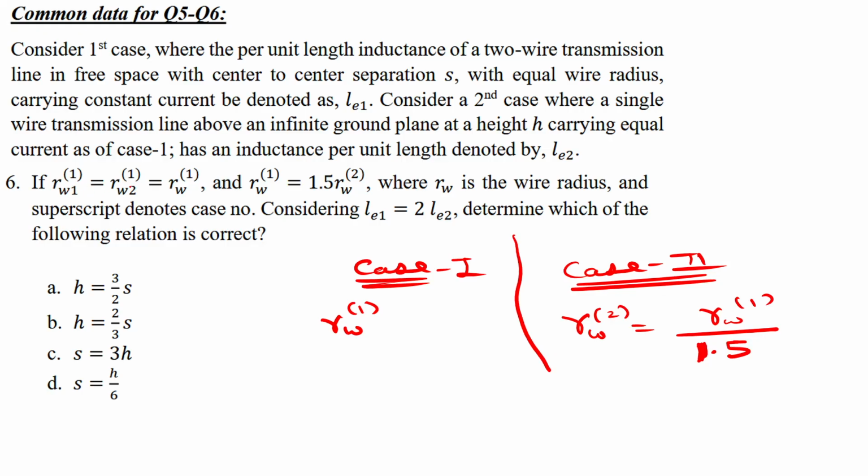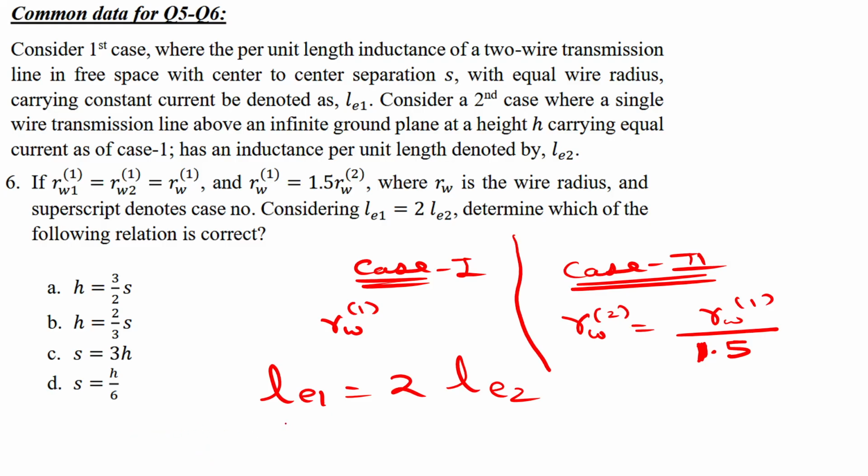If the radius of wire 1 and wire 2 in the two wire transmission line is denoted as Rw1, and Rw1, with superscript 1, is 1.5 times Rw with superscript 2, where Rw is the wire radius and the superscript denotes the case number we are considering. Here we have to consider one more thing. Instead of Le1 being 4 times, now in question number 6 it is 2 times the per unit length capacitance of case 2, Le2.